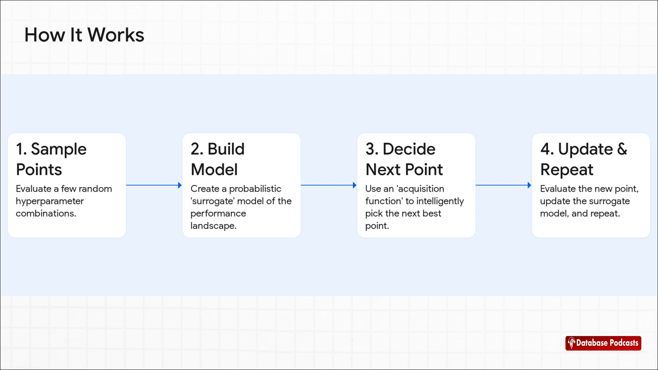Next, and this is the genius part, it uses something called an acquisition function to intelligently decide where to test next. It's constantly balancing between exploiting areas that already look good and exploring totally new areas that might hold some hidden gems. And with every new test, it updates its internal map, getting smarter and smarter about where to look. It makes every single evaluation count.